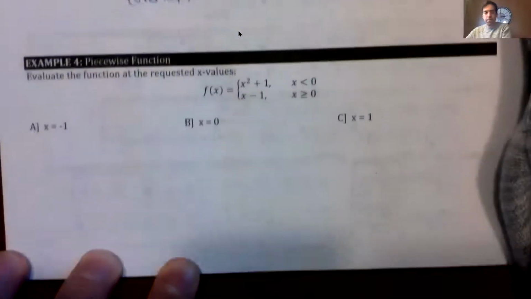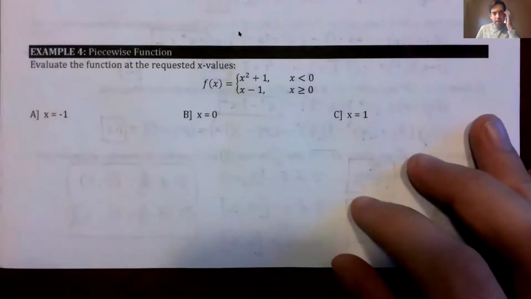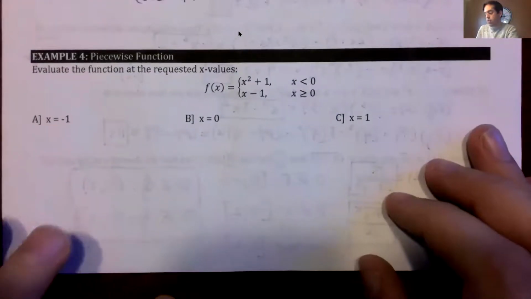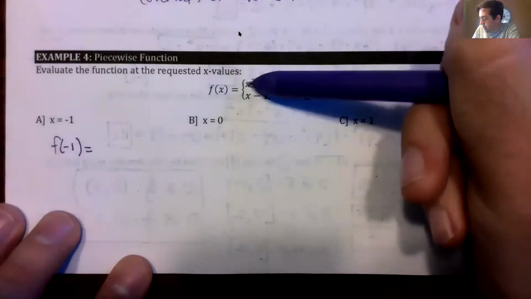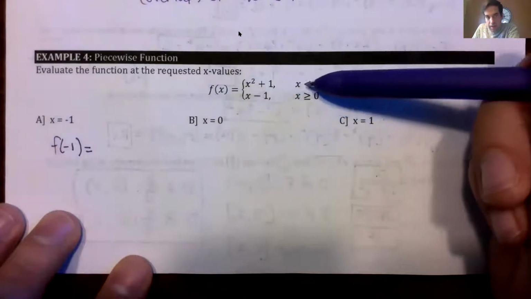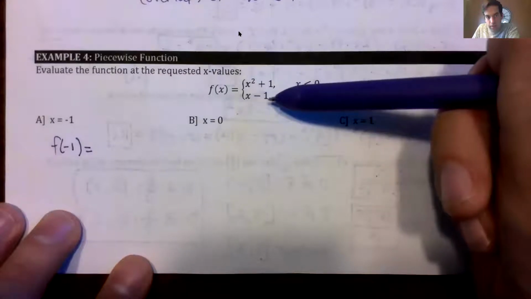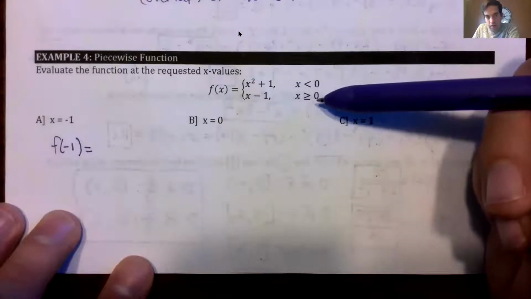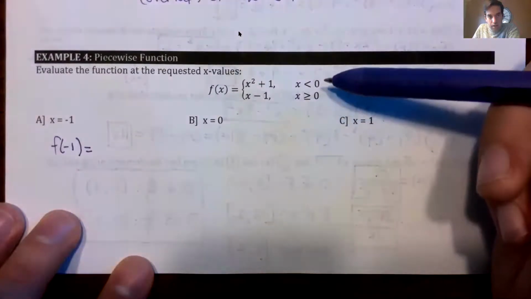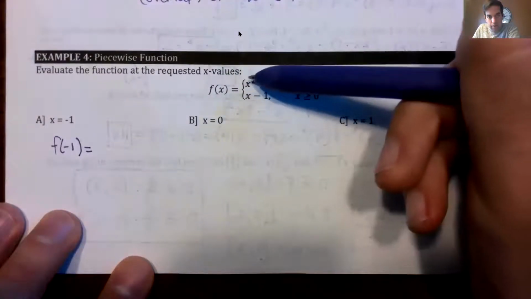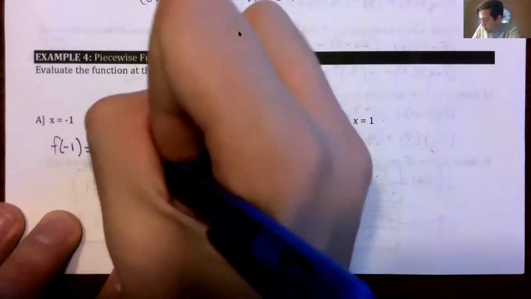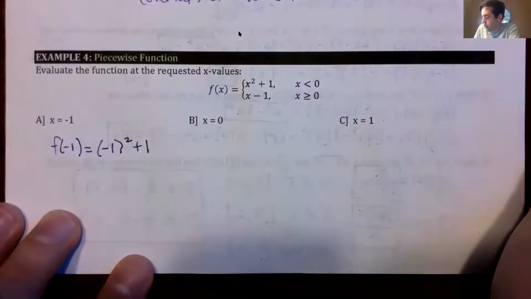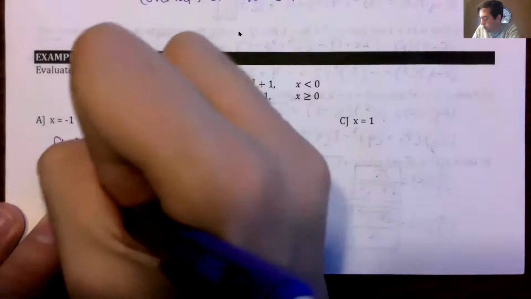Example 4, piecewise function. Evaluate the function at the requested x values. So first up, we have x equals -1. So if we're doing f of -1, what we do here is we think about that this expression on top is only valid when x is less than 0. This expression at the bottom is only valid when x is greater than or equal to 0. So when x is -1, that's less than 0. We're only looking at the top function. So we plug into x squared plus 1. All right, and so we're going to get 1 plus 1 or 2.